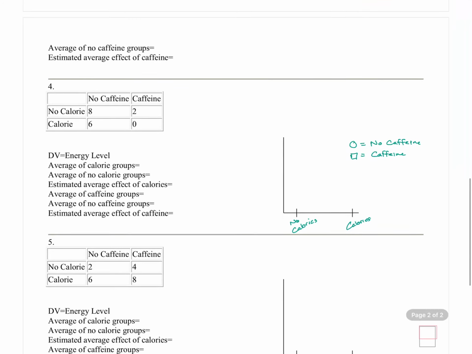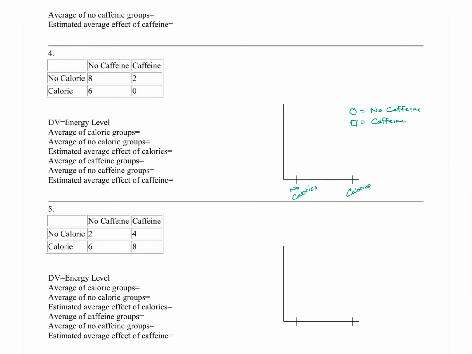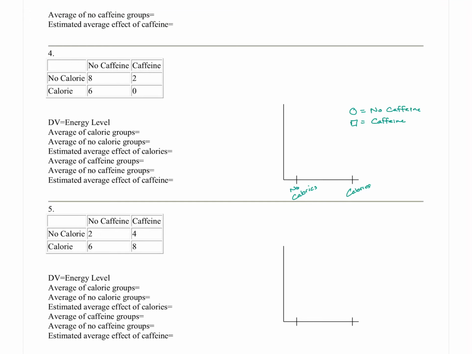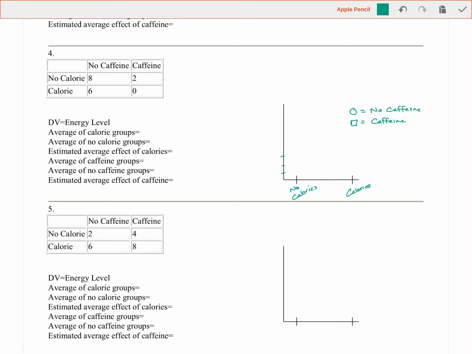Okay, so now let's actually graph these. So let's start out with our no caffeine, no calorie. So in the no caffeine, no calorie, we're going to start from the no calories. We're going to go up 8. So let's go 1, 2, 3, 4, 5, 6, 7, 8. And we're going to give that a circle for the no caffeine.